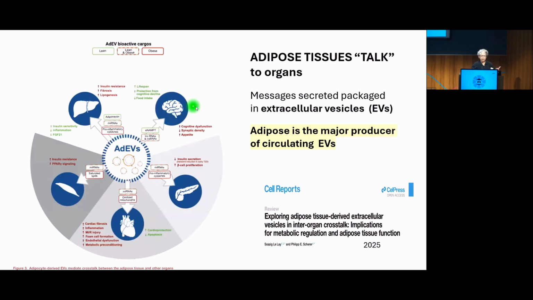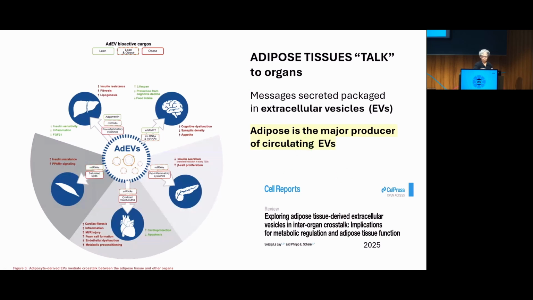So why is this important, and how is it regulated? Adipose tissues, which I started out with, literally talk to different organs, and they do it by secreting messages packaged in what are called extracellular vesicles, which have been studied by Dr. Shira's lab extensively. If you look at the extracellular vesicles in the circulation, we can sample it and assess the metabolic status of the patient. Adipose tissue is the major producer of circulating extracellular vesicles.